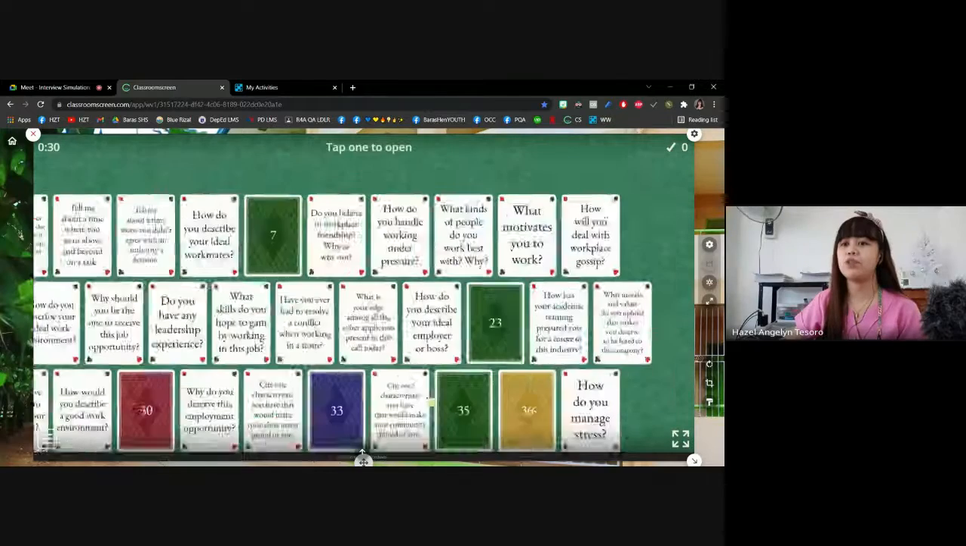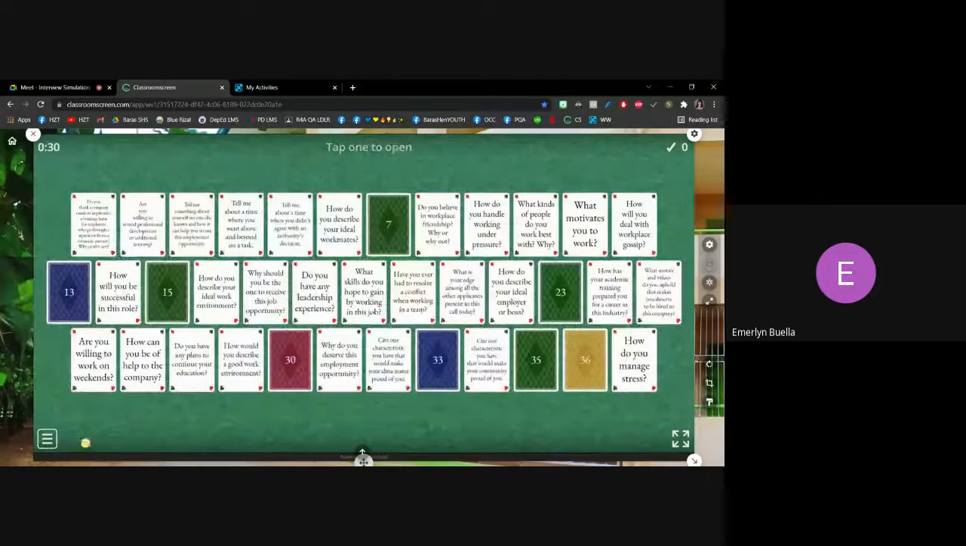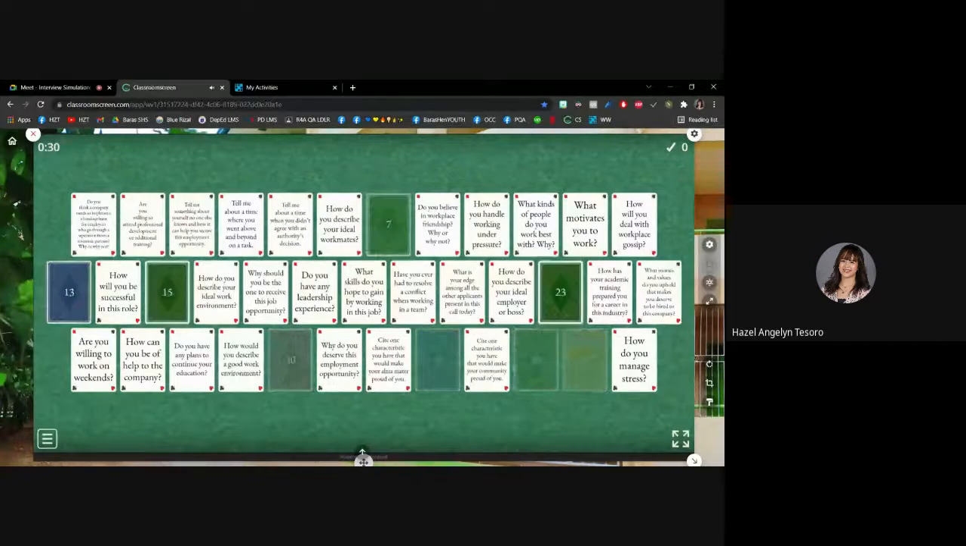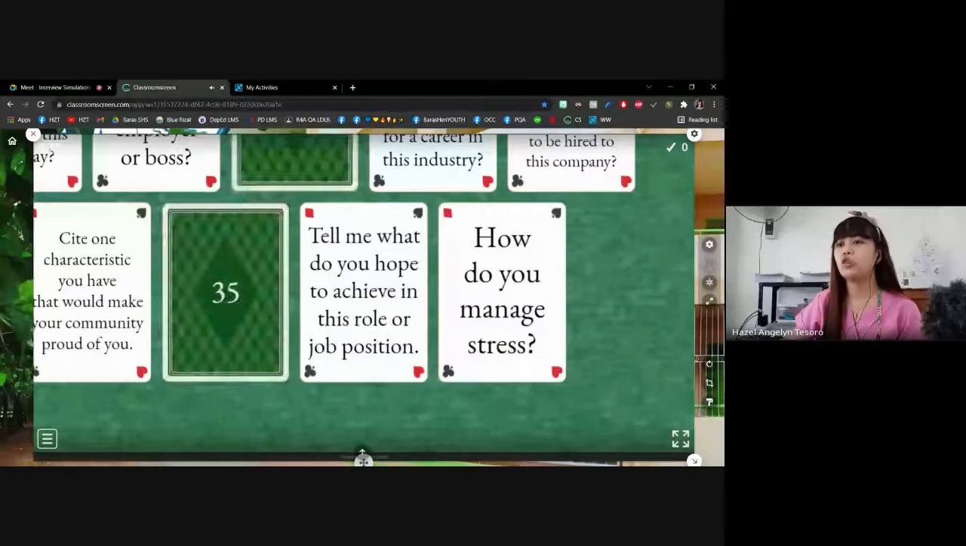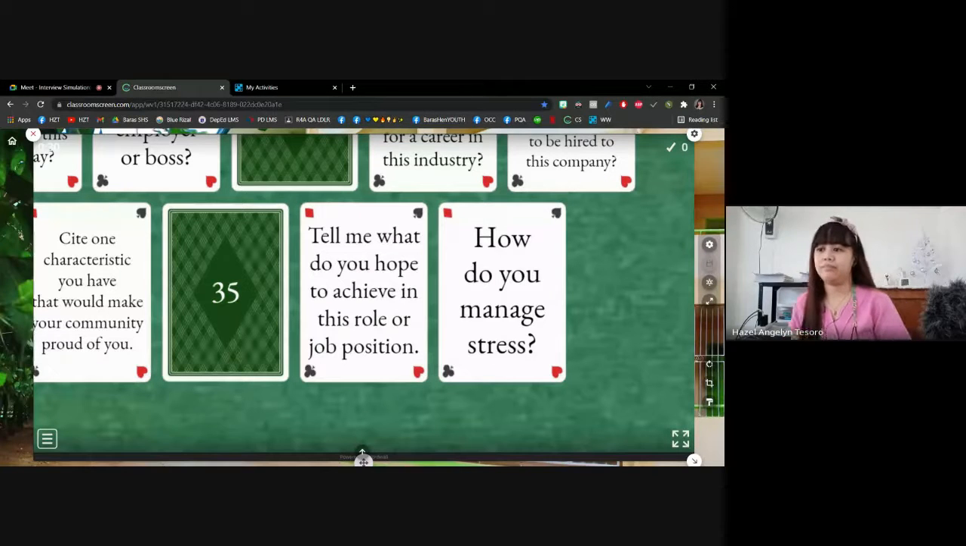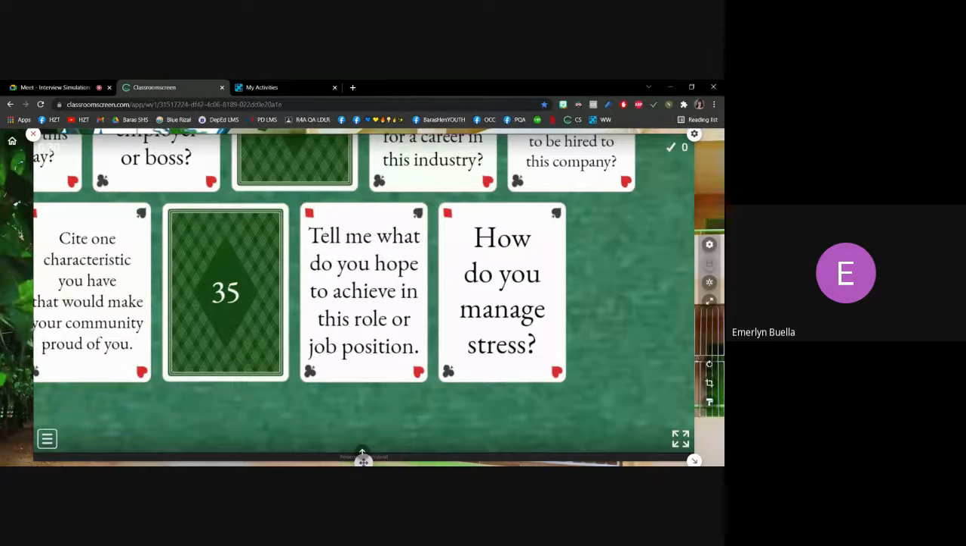Okay, sige. Which one? Random. Tell me, what do you hope to achieve in this role or job position? Sa akin po, wala naman po akong problema kahit anong position as long as kumikita ako, lalo na po para sa anak ko, para po may maitulong ako sa pamilya ko. Pero kung papalarin naman po, umangat, mas maganda po. Yun lang po. Thank you, Emerlyn.